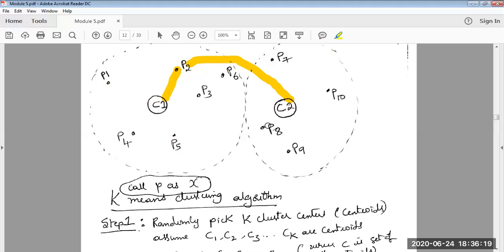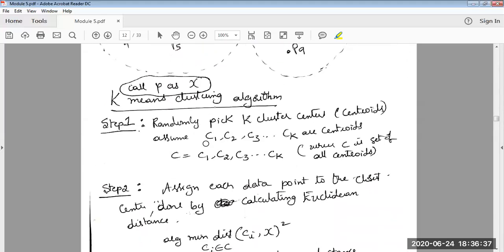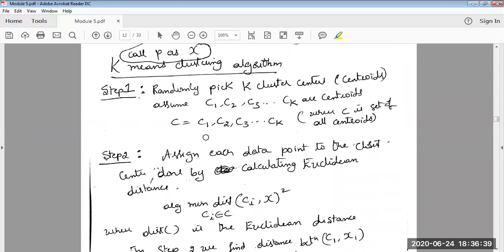But you can note that point P6, which was in cluster B, has moved to cluster A in the second pass. So this is how the k-means clustering algorithm works. So, continuing with the algorithm.